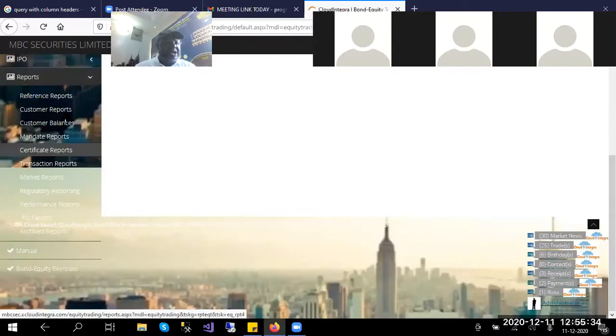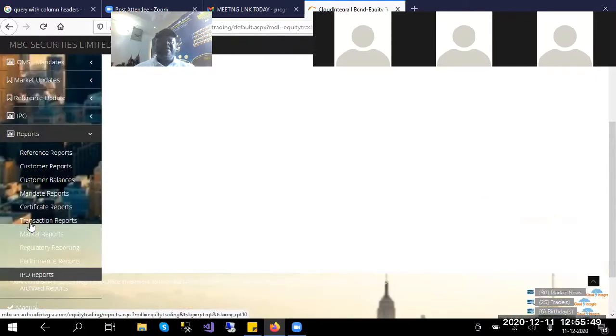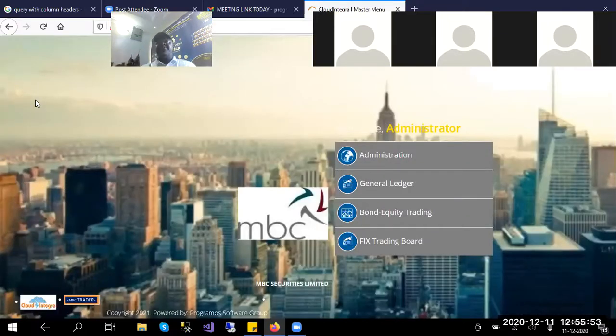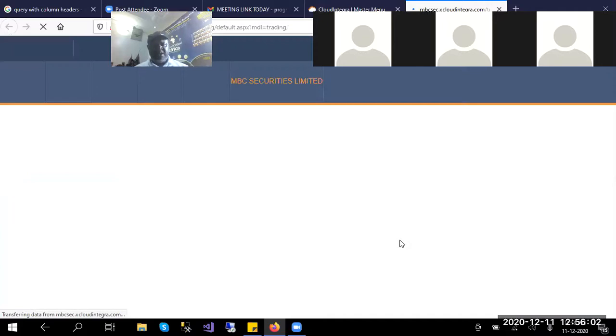Then reporting, we have various categories. You have the reference reports, the customer reports, the customer balances, and of course mandate reports, certificate reports, transaction reports, market reports, regulatory, performance, and then the IPO reports in the back office. So the back office can be a very busy area, but that is the foundation of what people do there on a daily basis.